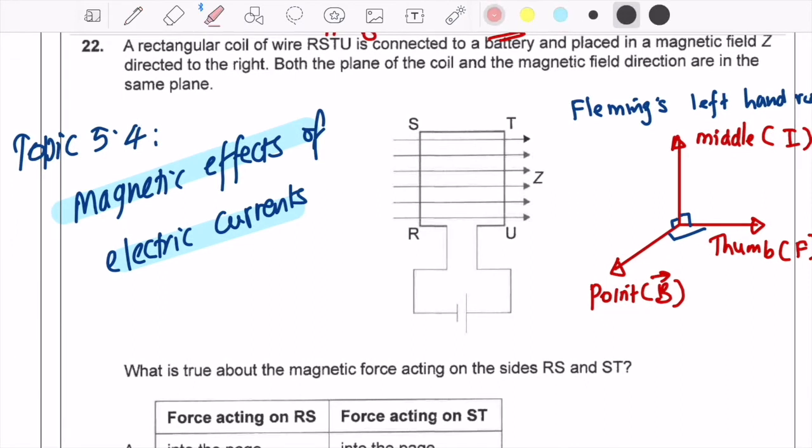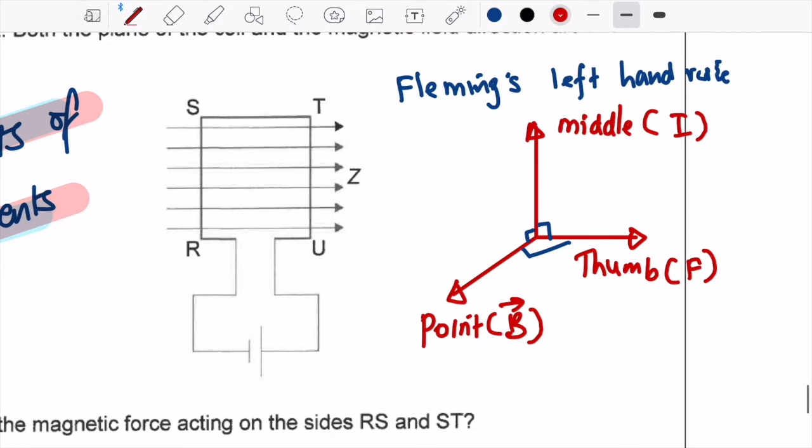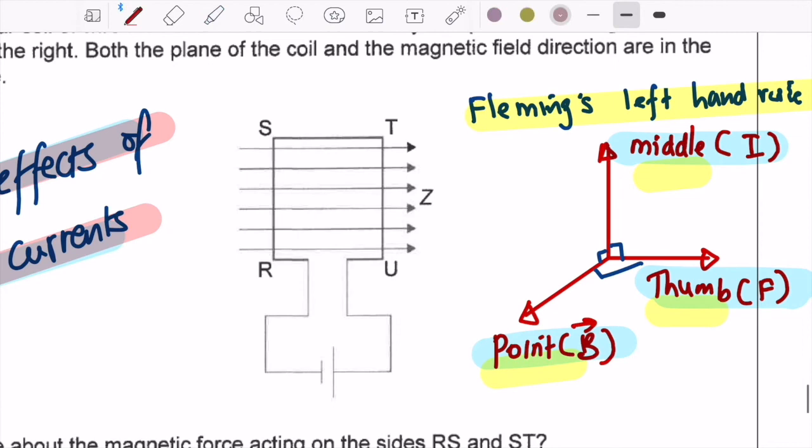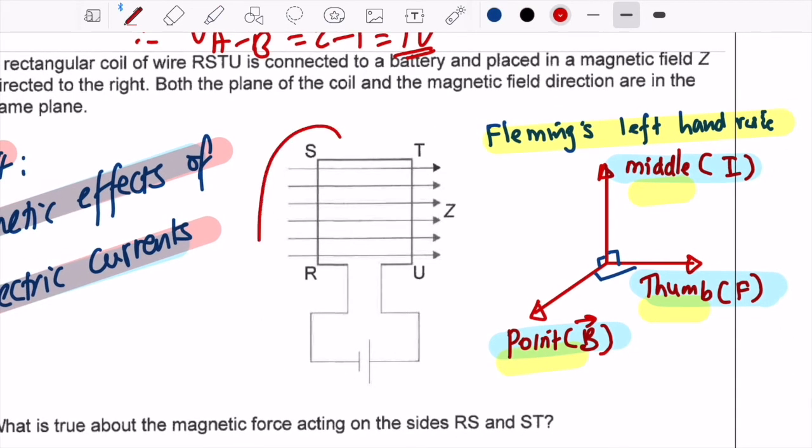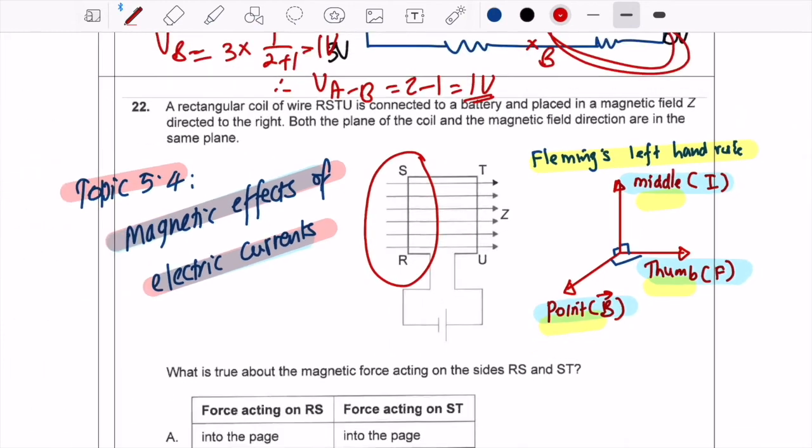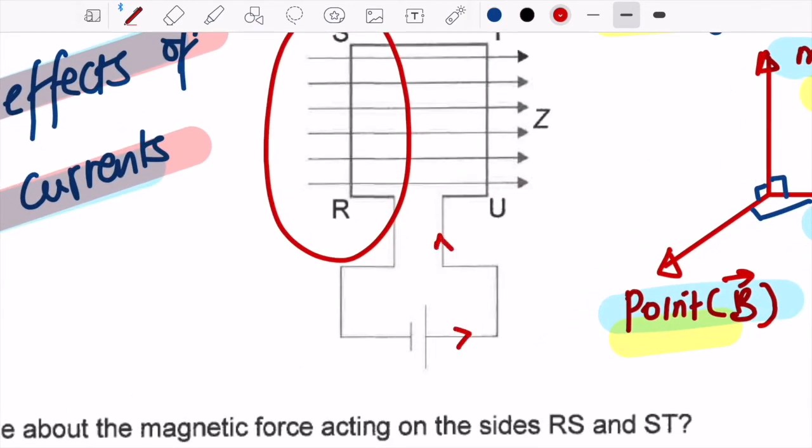Question 22 is also from topic 5, to be more exact 5.4, magnetic effects of electric currents. This question is based on Fleming's left hand rule. We can place our left hand's three fingers, middle finger, thumb and point finger, perpendicular to each other, and the middle finger will represent the current, the thumb will represent the force, and the point finger will represent the magnetic flux density. Alright, these are the things we know. Now they ask what is the force on SR. First let's check the direction of current in the circuit. Current goes from positive to negative, so it actually goes from S to R.